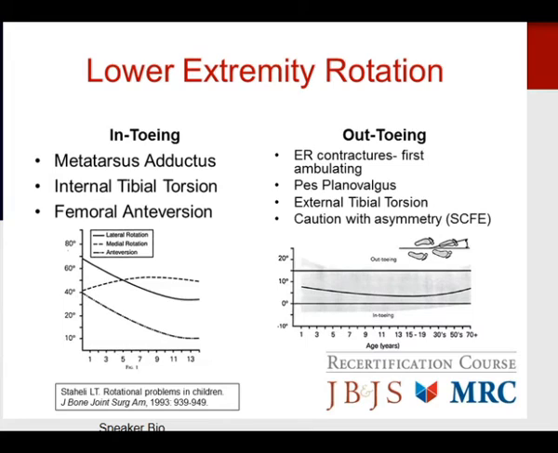Out-toeing similarly can be caused by external tibial torsion, but in toddlers it's frequently due to external rotation contractures of the abductors. However, if you ever see a child, especially an obese child, with unilateral out-toeing, you should think about SCFE.